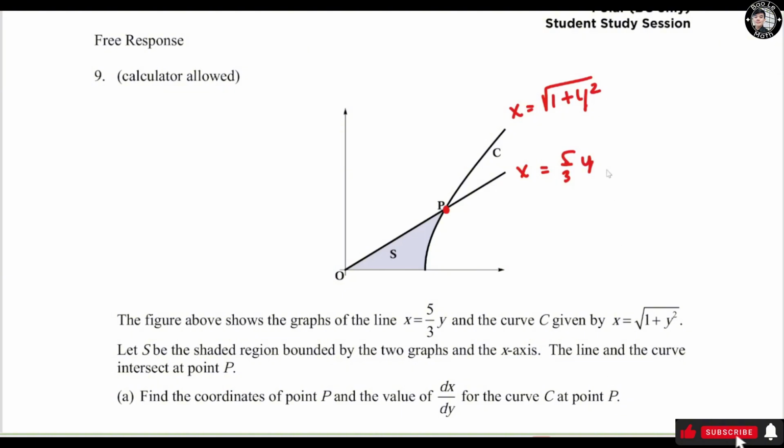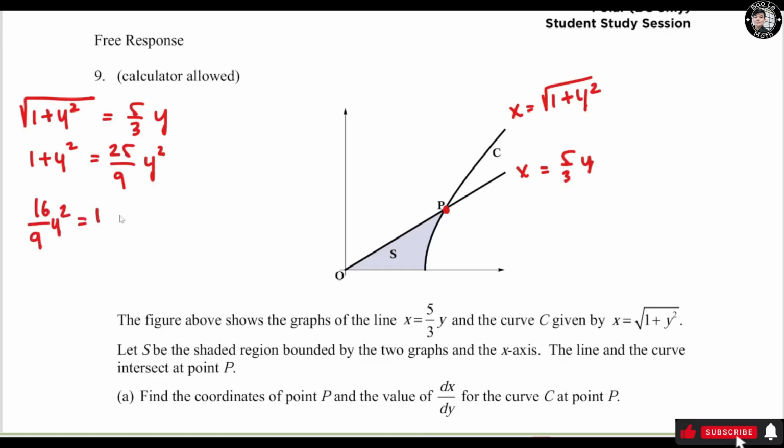So basically, we need to find the intersection between this line and this curve. We see that they both equal x, so we just equate the right hand sides, and then square both sides. So it will be 1 plus y squared equals 25 over 9 y squared. Subtracting y squared, 16 over 9 y squared equals 1, then y squared equals 9 over 16. Taking the square root of both sides, y equals plus and minus 3 over 4. Since point P is in the first quadrant, the y value should be positive, so we only take y equals 3 over 4 as the final answer.